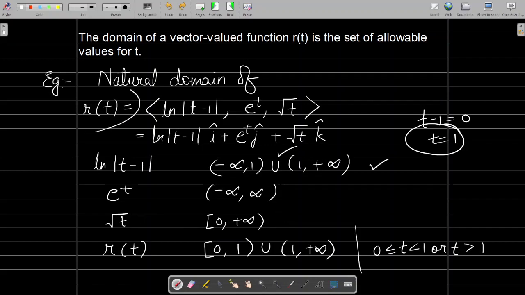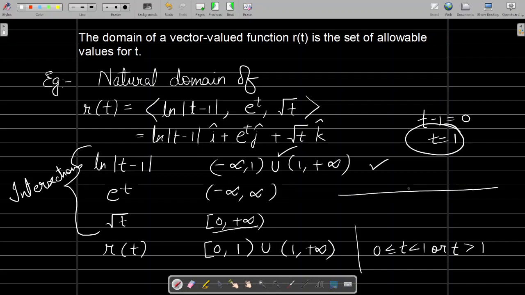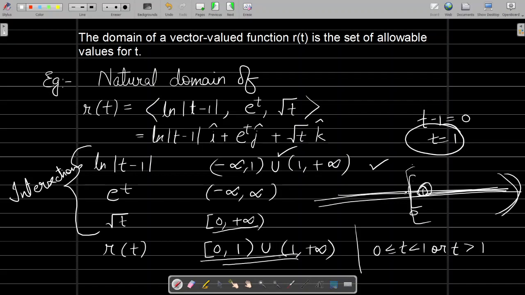Now the domain of our function r of t will be the intersection of the domains of its individual components. So you take the intersection of the domains of all these individual components and then you will get the domain of r of t. So here you only have 0 to infinity. In the other case you have minus infinity to 1, where 1 is avoided. And in the third case you have minus infinity to infinity. So the intersection will be from 0 to infinity except 1. So that is the domain of r of t. So the domain of r of t is the positive real axis except t equal to 1.